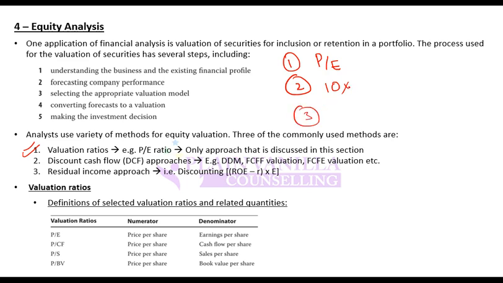Then third step, if it should be 10x, then what the price should be. So if P to E is 10, then price should be 10 into E. What is E? It is earnings per share. So I will find out EPS, multiply EPS with this 10x and come up with the value or price. Similarly, I can do P to B. I select P to B, come up with a multiple, multiply it by book value and get the value. I can do P to S, P to CF, EV to EBITDA or any other ratios.